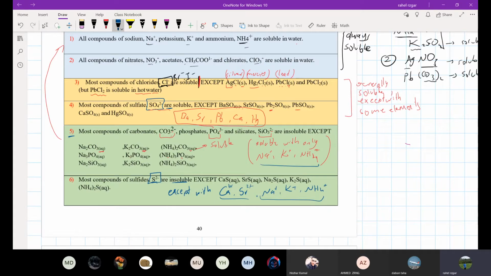When you memorize rule 1, for 5, you can directly connect them so that you can say they are insoluble except with rule 1 elements. That's it, except with rule 1 elements. 6, they are insoluble except with what? Rule 1 elements plus another 2, plus another 2. So they become soluble with calcium, strontium like this.